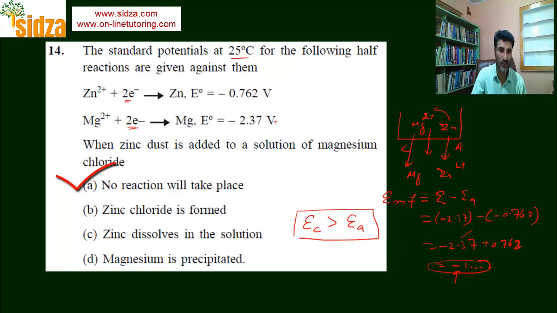In this case, the reduction potential of the magnesium is minus 2.37 and that of the zinc is minus 0.76. So this is not possible, correct? The reverse will be possible. If you take magnesium metal and put it in the zinc ion solution, that reaction is possible, but not this one.